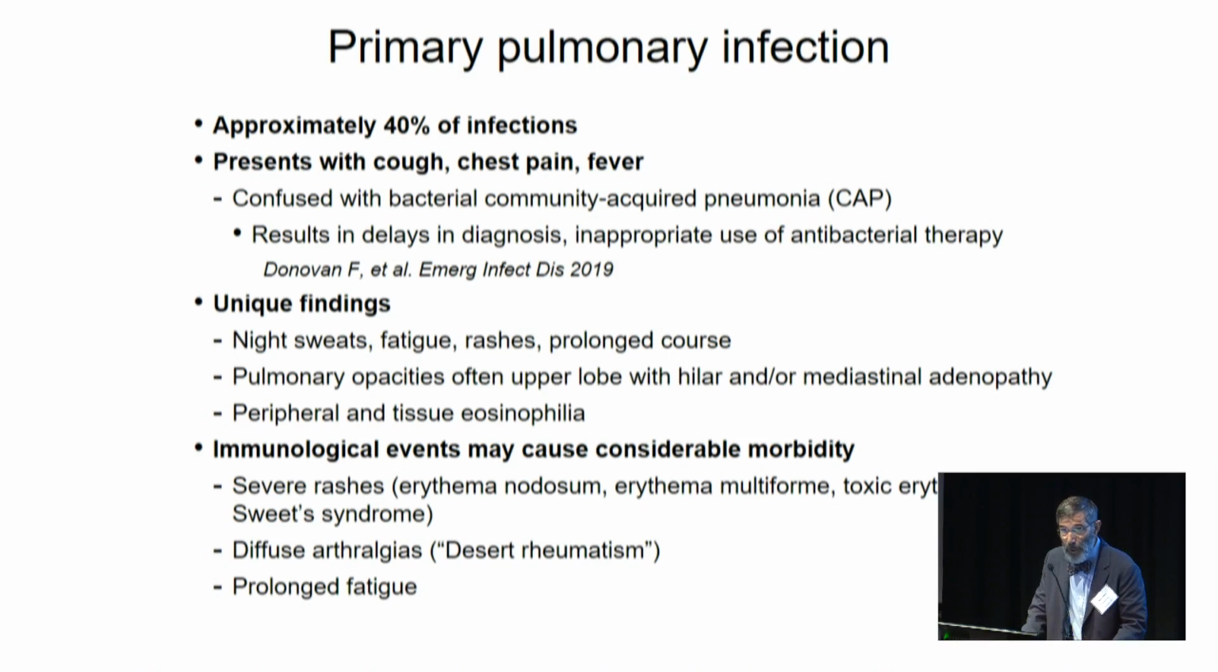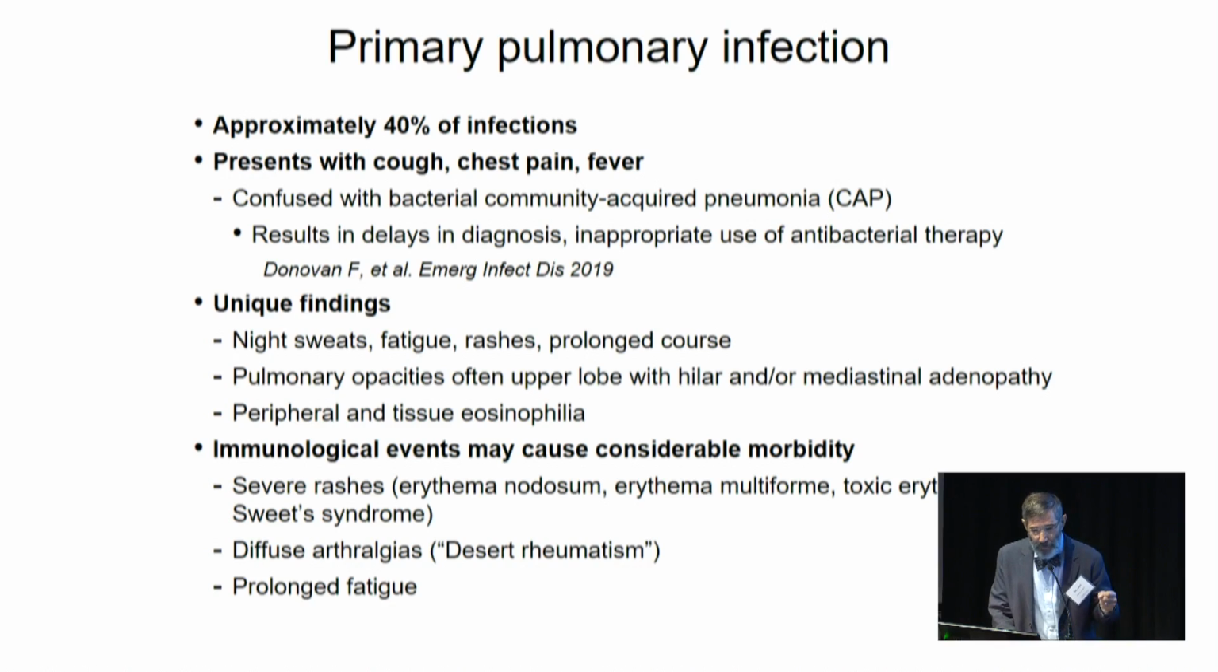But what about primary pulmonary infection? That's 40%. That presents with cough, chest pain, and fever. Well, this is frequently confused with community-acquired pneumonia. And this results in enormous delays in diagnosis, as the default in most urgent care and emergency rooms is to treat a bacterial community-acquired pneumonia. And Dr. Donovan wrote a great paper showing the cost of that, $600,000 for these patients coming back, getting multiple courses of antibiotics. And as Josh said, we have no point-of-care test now to diagnose cocci.